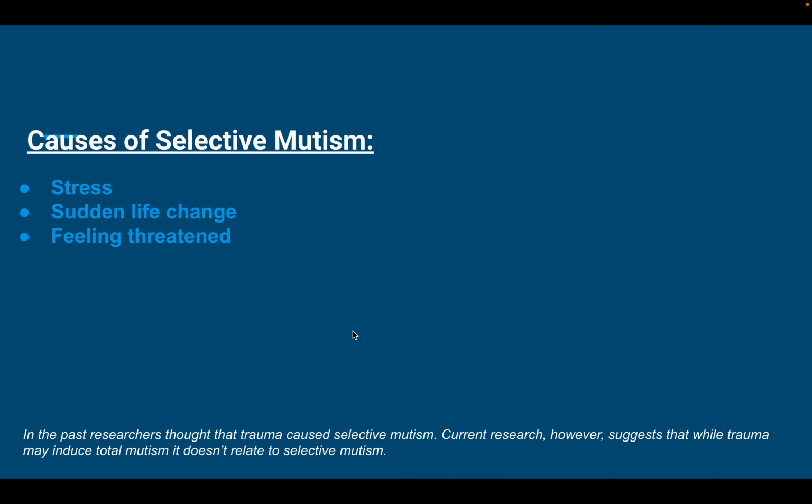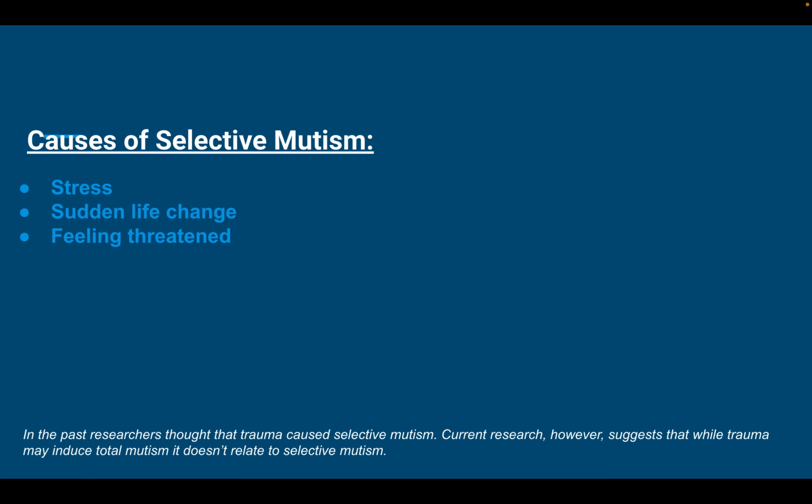Causes of selective mutism. A lot of it is stress, the social anxiety induced by being around strangers and in uncomfortable situations. There might also be a sudden life change or feeling threatened. In the past, researchers attributed some causes to trauma, for example the death of a loved one or a traumatic experience at a young age. But current research suggests that trauma might induce total mutism. It doesn't relate to selective mutism.